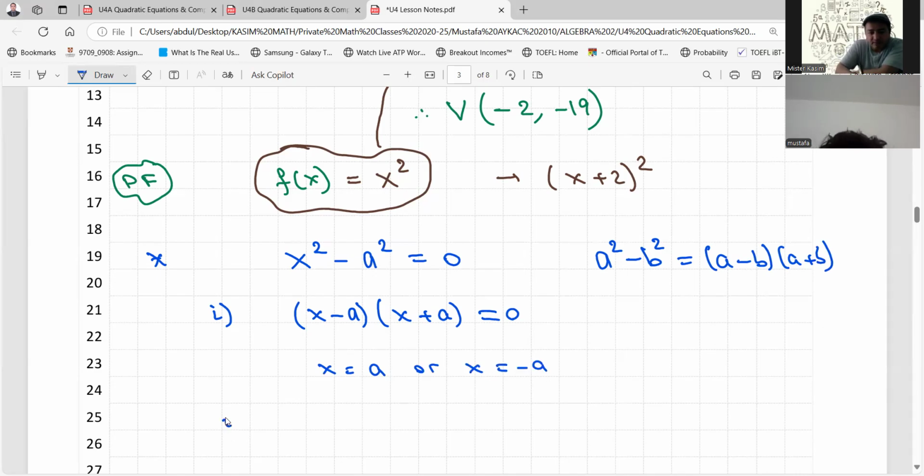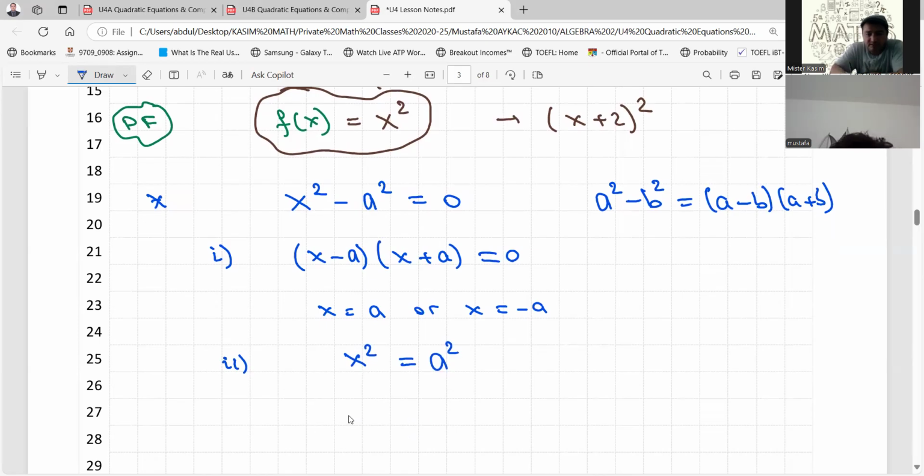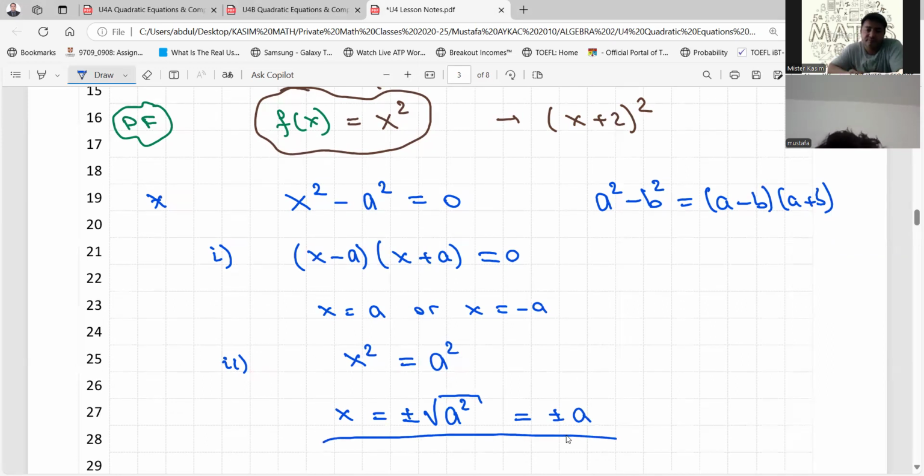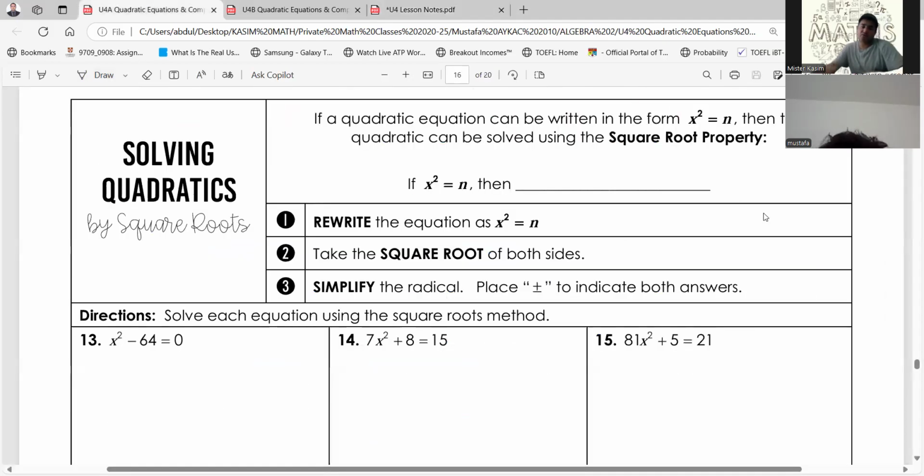And how about the second method? The second one is still using this. If we move a squared to the right-hand side, I have the equation x squared is equal to a squared. Now if you take the square root, what is x? This x can be plus or minus the square root of a squared. I'm supposing that a is positive here. And what is the square root of a squared? That's just a, right? So instead of solving this directly, I can solve using this method. Since we are going to use this frequently, we give it a special name. We call this the square root property.